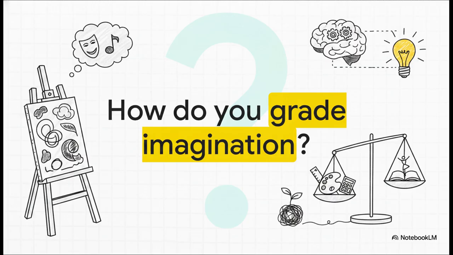You literally can't just hand a child an answer key to see if their expression of joy or their dramatic performance hits the exact right notes of human experience. So, how do we evaluate these critical skills without completely crushing the very creativity we're trying to nurture?